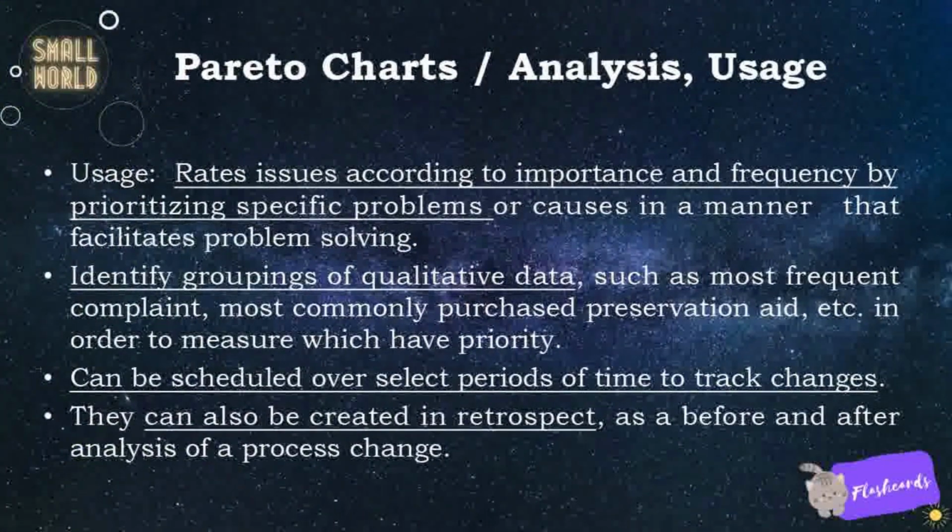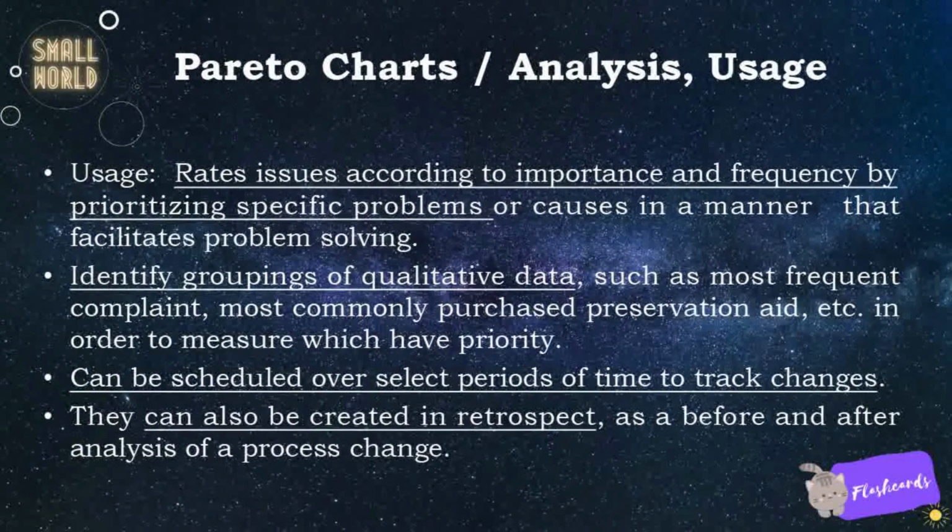Pareto charts/analysis, usage. Usage rates issues according to importance and frequency by prioritizing specific problems or causes in a manner that facilitates problem solving. Identify groupings of qualitative data, such as most frequent complaint, most commonly purchased preservation aid, etc., in order to measure which have priority.